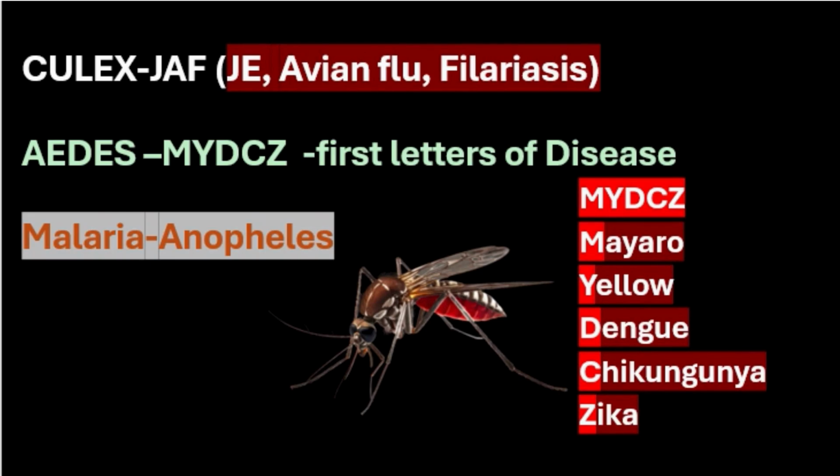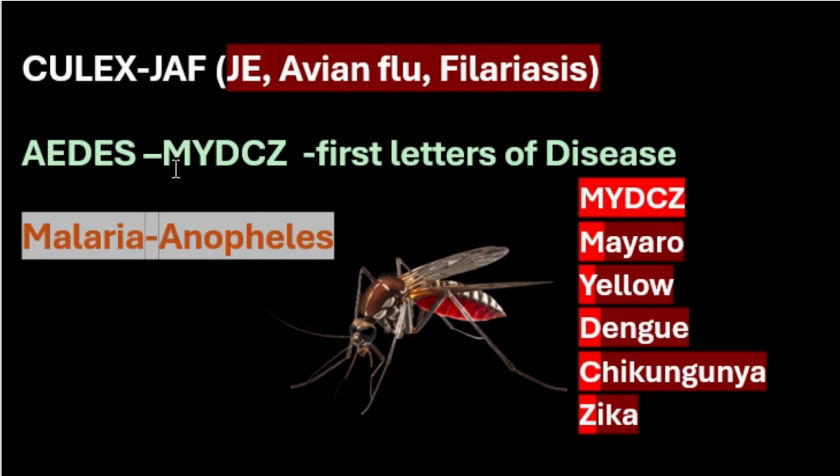There is a chart to connect the different diseases which they transmit. For Culex, the word is JAF, and for Aedes, the word is MYDCZ. So these short forms, if you remember, you can connect the words. First, let us see the Culex. JAF is Japanese encephalitis, avian flu, and filariasis. So these three diseases are caused by the Culex type of mosquito.